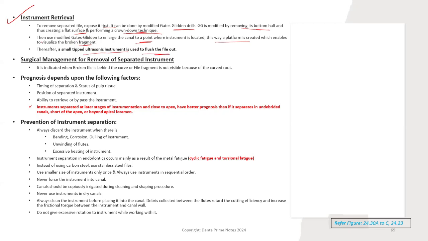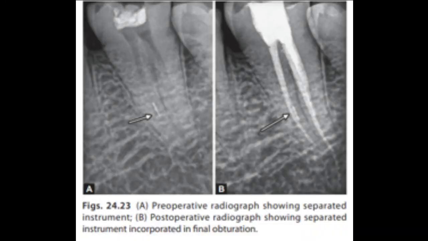Then, if instrument retrieval becomes impossible, sometimes we have to go to surgical management. It is indicated when the broken file is behind the curve or the file fragment is not visible because of the curved root. Let's have a look at it.